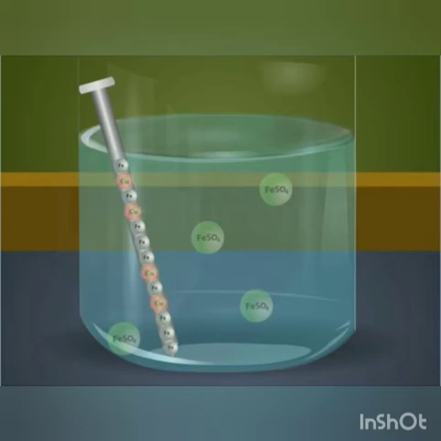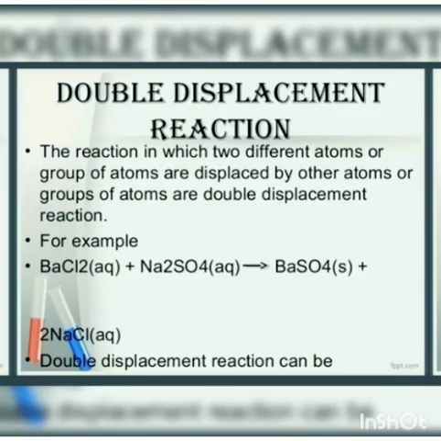Since in this reaction, a more reactive metal, iron, displaces a less reactive metal, copper, now we will study the next reaction, that is double displacement reaction. Just now we have studied displacement. Displacement means to move. Here it is given double. Double means two. So double displacement reactions are those reactions in which exchange of ions takes place between the reactants.